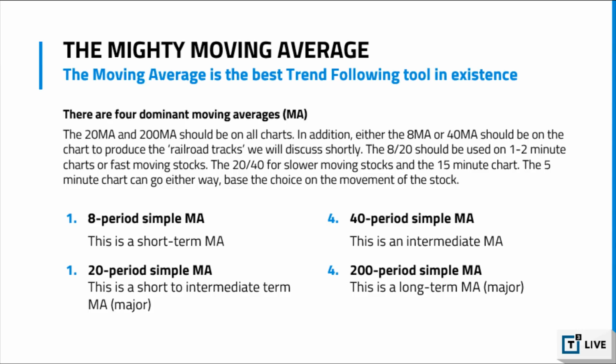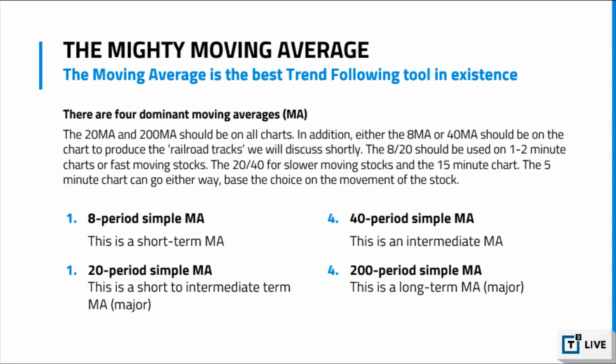In general, there are four dominant moving averages that we use. The 20 and the 200 should be on all charts. In addition, either the 8 or the 40 should be on the charts to produce the railroad tracks, which we'll discuss shortly. The 8 and the 20 should be used on the 1 or 2 minute charts for fast moving stocks. The 20 and 40 for slower moving stocks, or the 15-minute chart. The 5-minute chart goes either way. Base your choice on the movement of the stock.